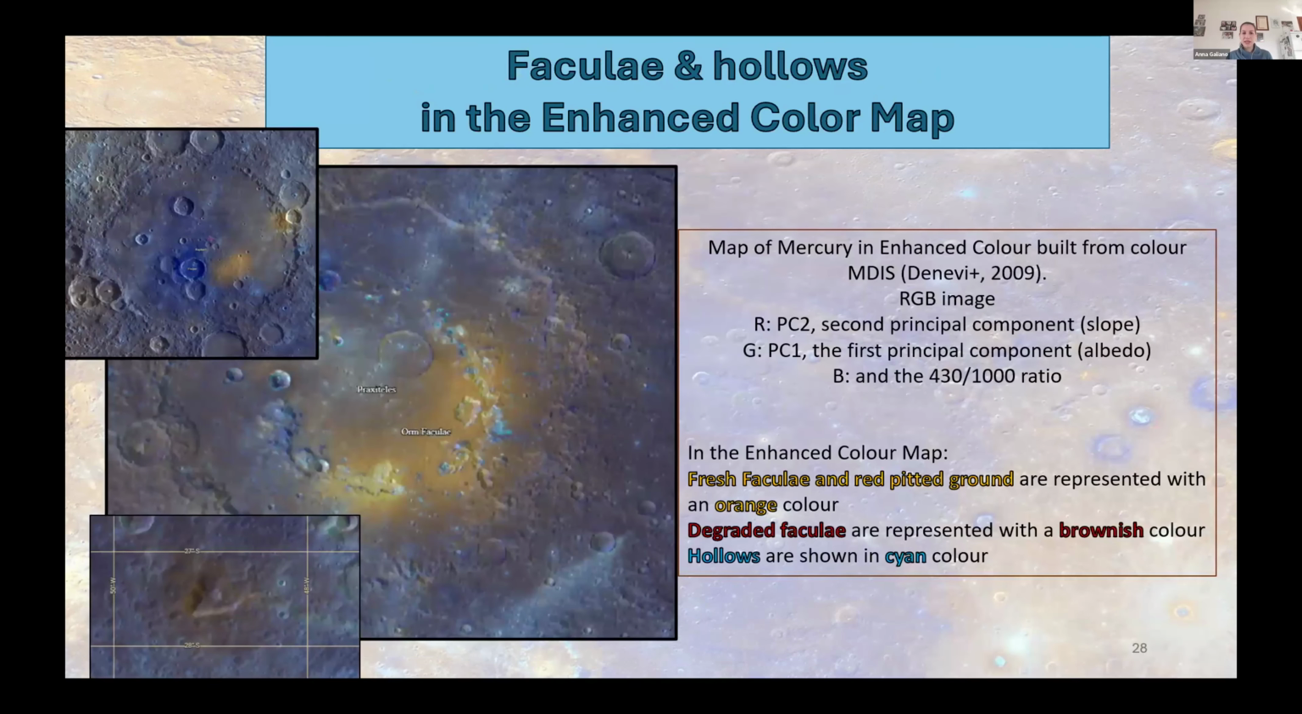And this is my last slide where I summarized the different units that I have talked about. And this summarizes how these units can be distinguished in the color map. The fresh faculae and the red pitted ground are represented with an orange color. The degraded faculae have a brownish color, and the hollows are represented by a cyan one.